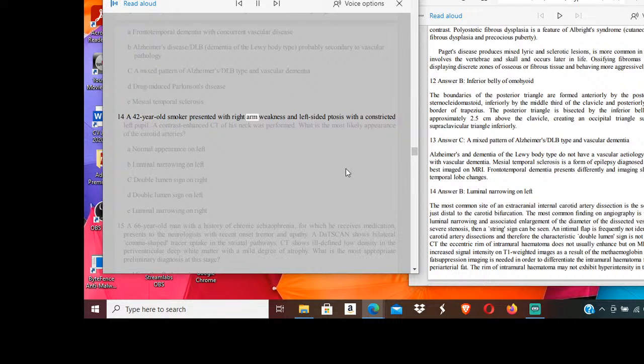14. A 42-year-old smoker presented with right arm weakness and left-sided ptosis with a constricted left pupil. A contrast-enhanced CT of his neck was performed. What is the most likely appearance of the carotid arteries? A. Normal appearance. B. Luminal narrowing on left. C. Double lumen sign on right. D. Double lumen sign.